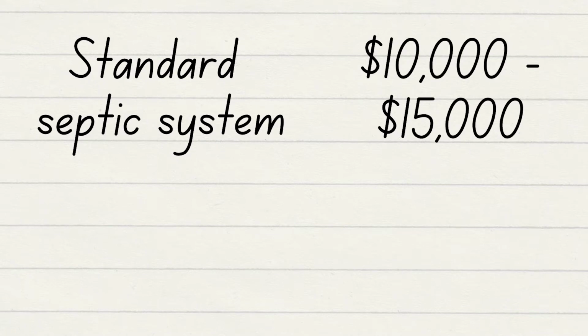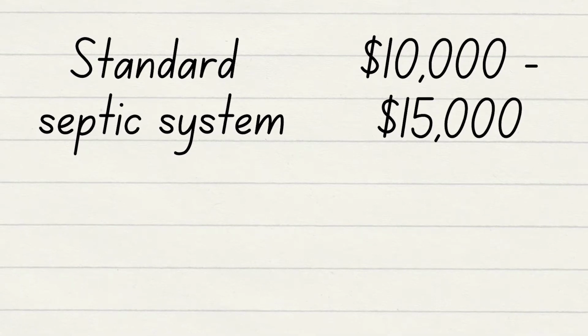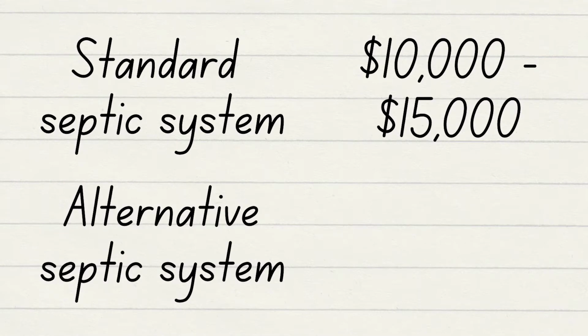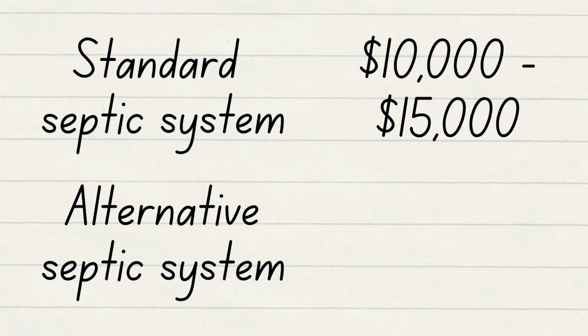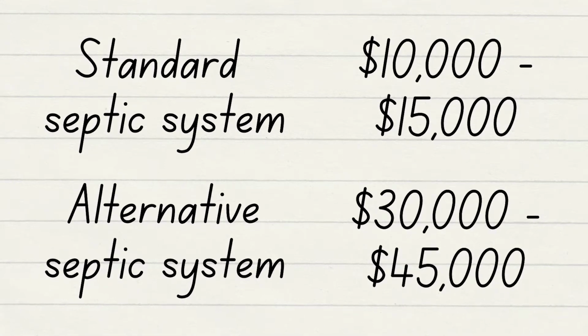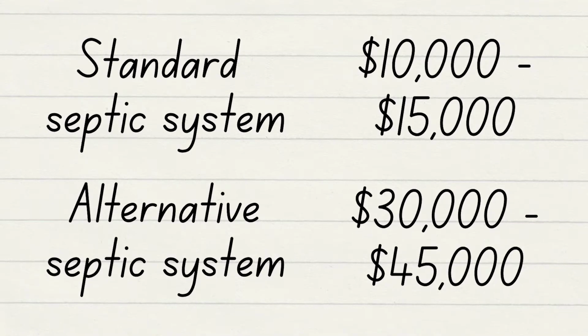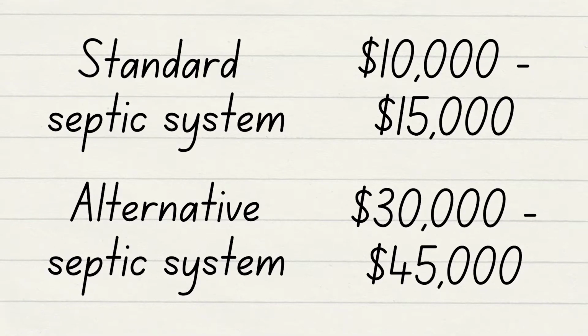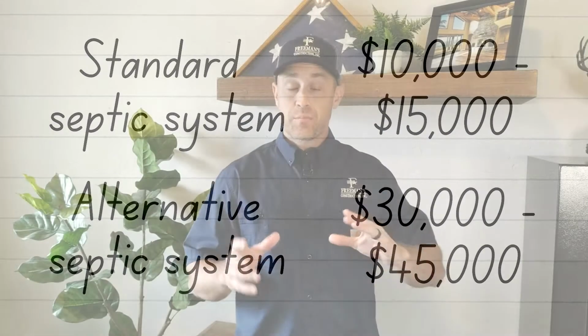For a standard system, you can expect to spend somewhere between $10,000 and $15,000, and on an alternative system, you can expect to spend somewhere between $30,000 and $45,000. It just depends on the amount of square footage you're required to have for that alternative system. So that's the percolation rate, and that's why you need to know what it is.